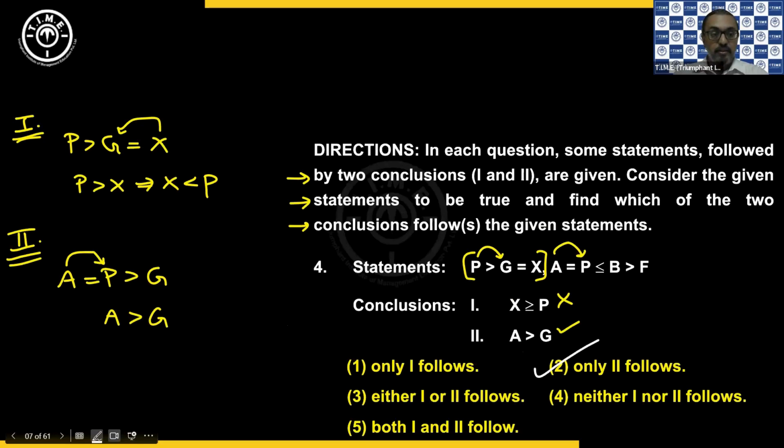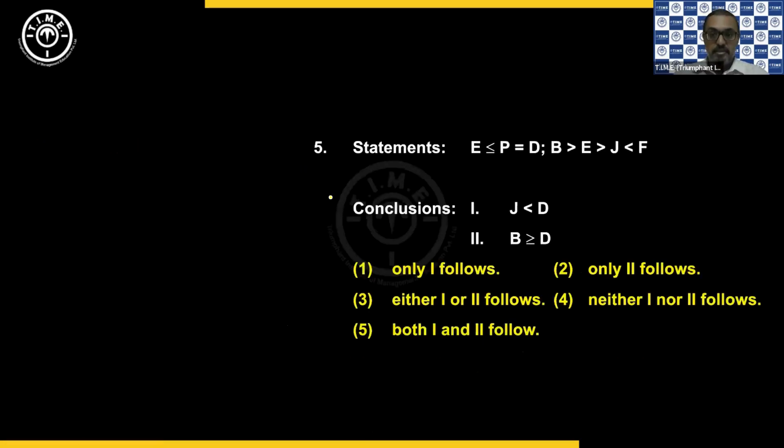Choice 2. Right. Then next one. Now here, the first conclusion is between J and D. Now I need a relation between J and D. So I have J to E now in the reverse direction.